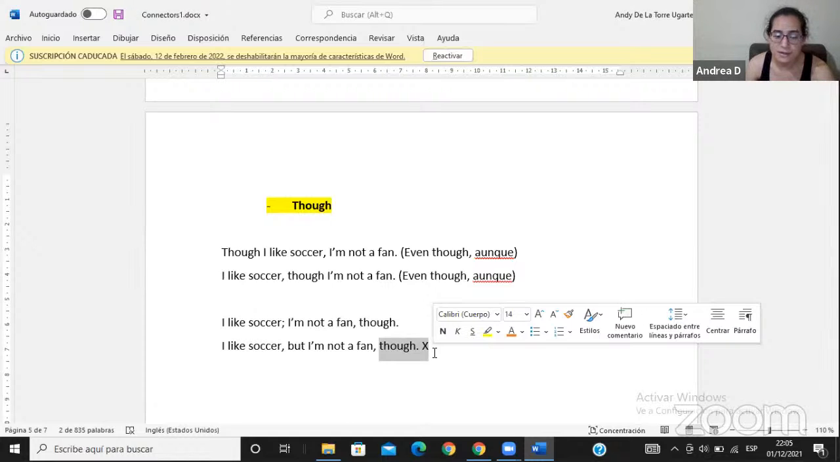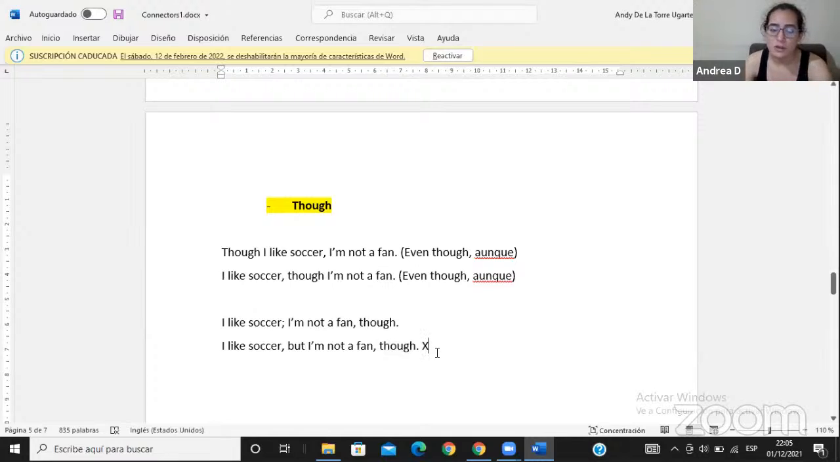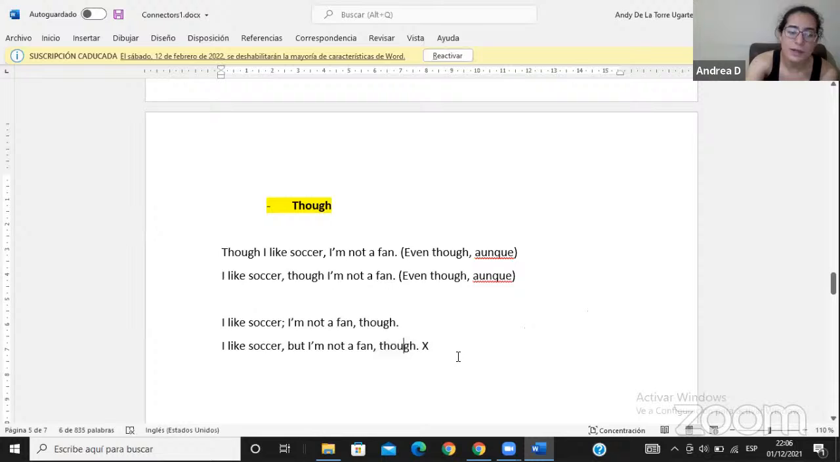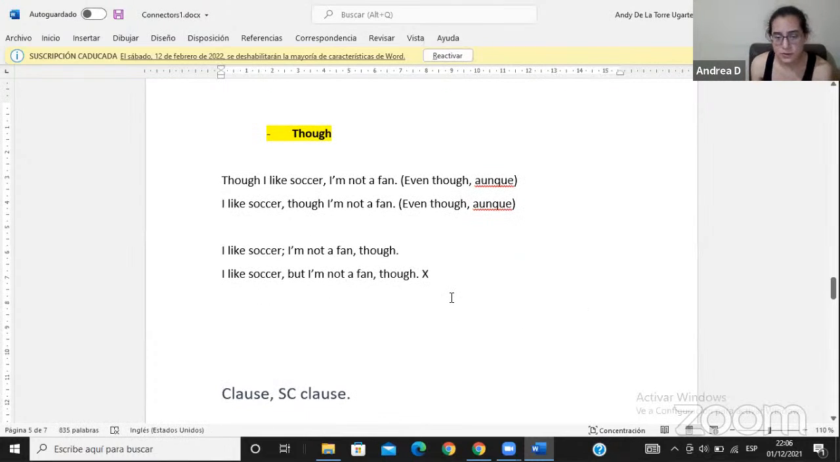So the thing is that since it goes at the end, it's really useful, right? Because sometimes you ask something or you think something and then you add the though. It's like, seriously though, you know? Or are you sure though? So it's like, but are you sure? So yeah, it means but. Some people are gonna use the two of them. I mean, if you want to sound native, you can do it, but it's not correct. So it's just better to say though.